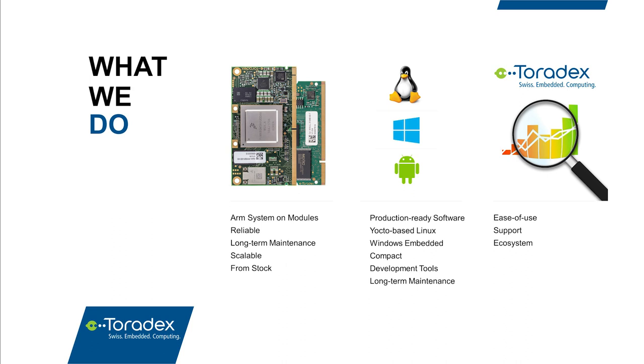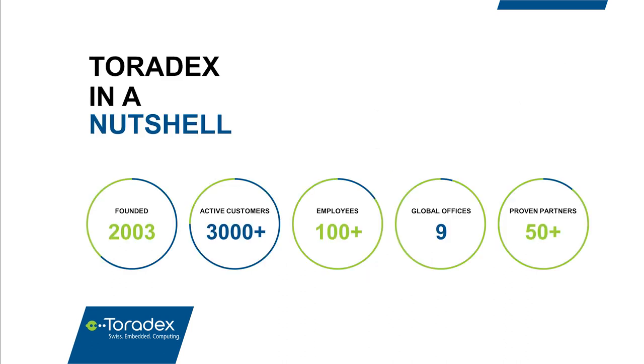Let me first briefly introduce Toradex. Toradex is a system on module provider that is focusing on high reliability and long-term maintenance. All our products come with a production-ready software installed, and the BSPs are Yocto-based. We also provide a huge ecosystem with a lot of articles on our developers page, as well as a huge partners network where Qt is our preferred partner for user interfaces. Toradex was founded in 2003. We have more than 3,000 active customers and today more than 100 employees in 9 global offices. And as I already said, we have a lot of proven partners like Qt.